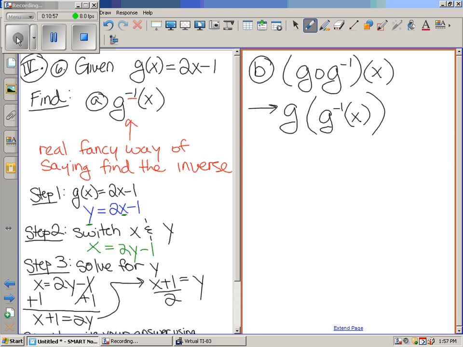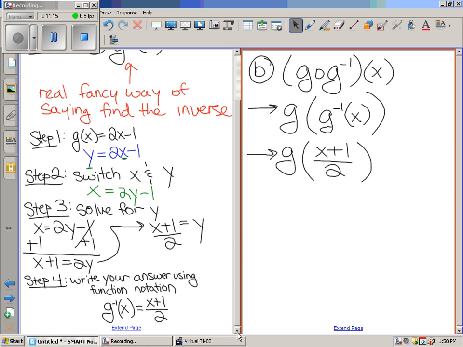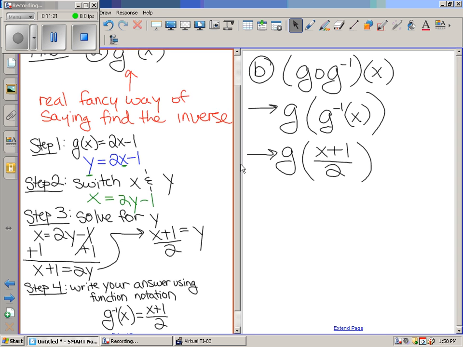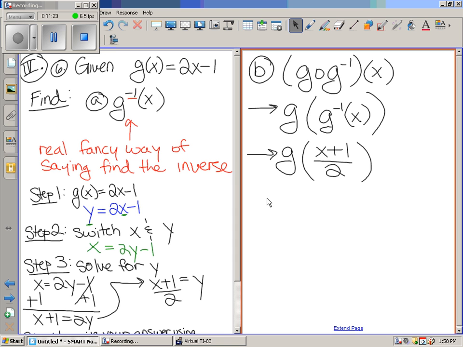Now, how much was g inverse of x worth? Very nice. So I can replace the inside stuff with x plus 1 divided by 2. And we found that out from our other problem over here. Take a look down over there. g inverse of x equals x plus 1 over 2. Okay. So now, we're going to take that, we're going to plug it into g of x.